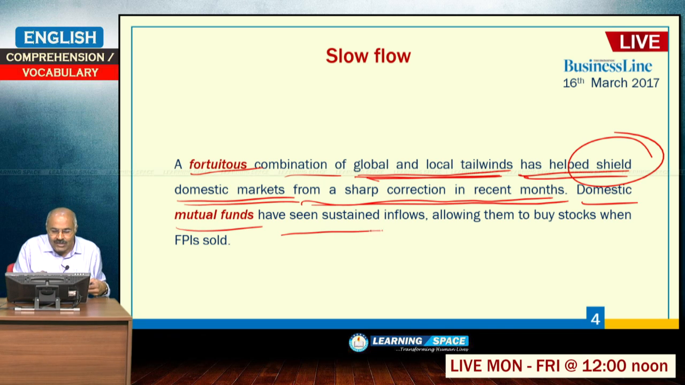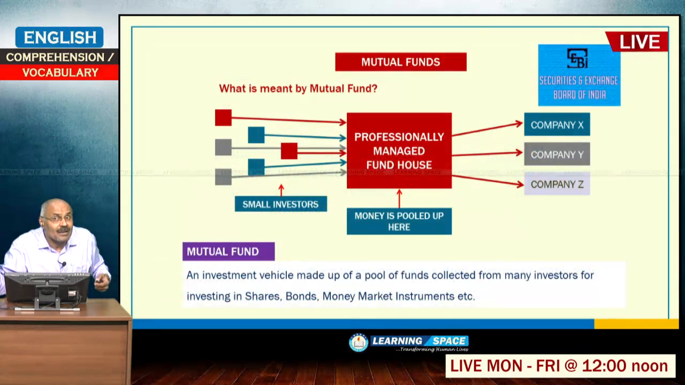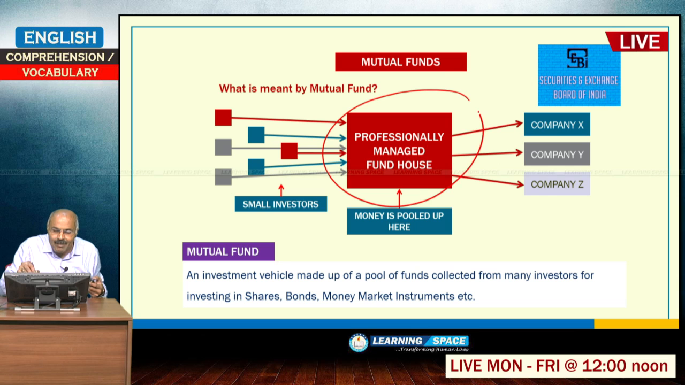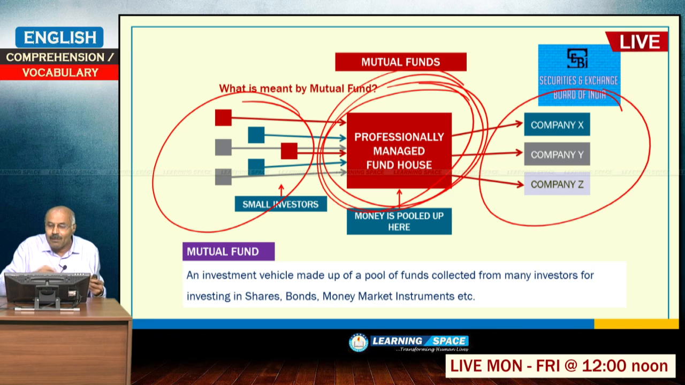Domestic mutual funds have seen sustained inflows, allowing them to buy stocks when FPIs sold. Several people started investing in mutual funds and that sustained inflow allowed them to buy stocks. When foreign portfolio investors were selling stocks, those were purchased by mutual funds. What is meant by mutual fund? A mutual fund is a professionally managed fund house that maintains investments. Small investors like you and me pool up money with the professionally managed fund house, and in turn they invest in companies by applying their brain. So, that is a mutual fund.